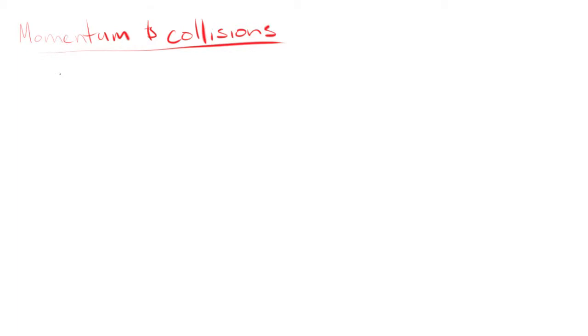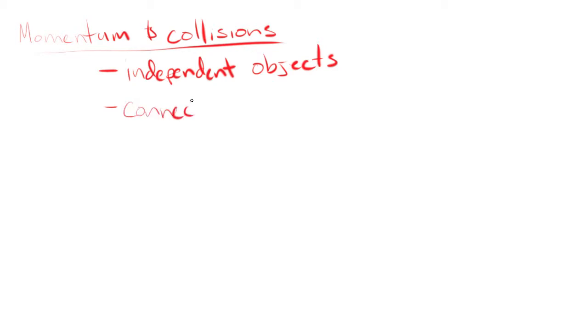So up until this point, I hope you've gotten to be comfortable with analyzing motion. We've been analyzing motion between objects that are either independent or connected objects, objects connected by some rigid cord or something like that. But in either case, these are sort of isolated. We look at connected objects as sort of an isolated system.